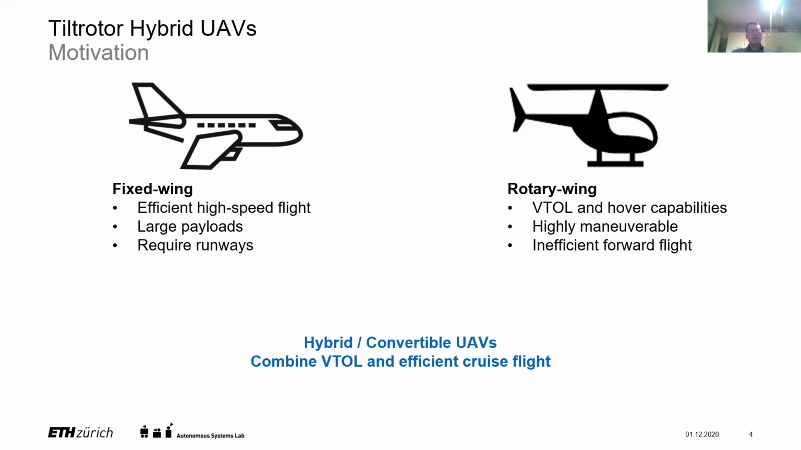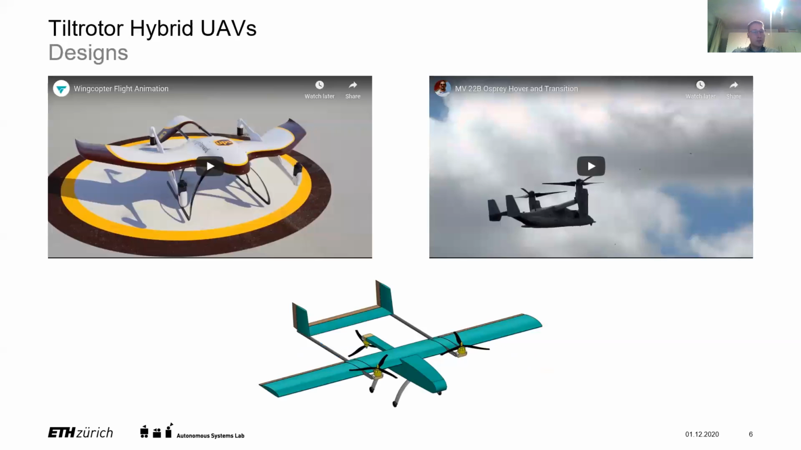So based on this, the main idea behind hybrid UAVs is to combine the best of both worlds. So to combine the VTOL capabilities of rotary wing and efficient cruise flight capabilities of fixed wing vehicles. Now there exist many different classes of hybrid UAVs, such as tail-sitter, tilt-wing, tilt-rotor, and so on. And then again, each of these has different subgroups with different designs. So here we focus, as I mentioned before, on tilt rotors, and I would like to show you just a few different designs here on this slide.